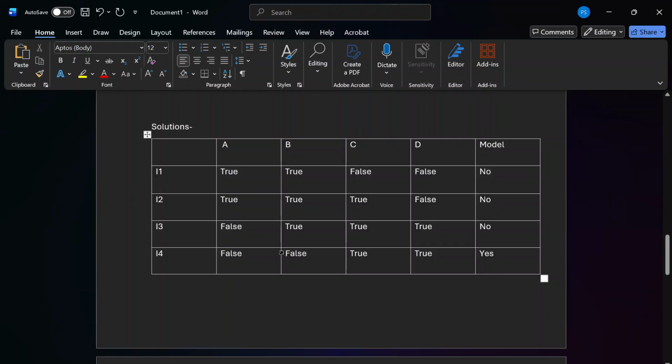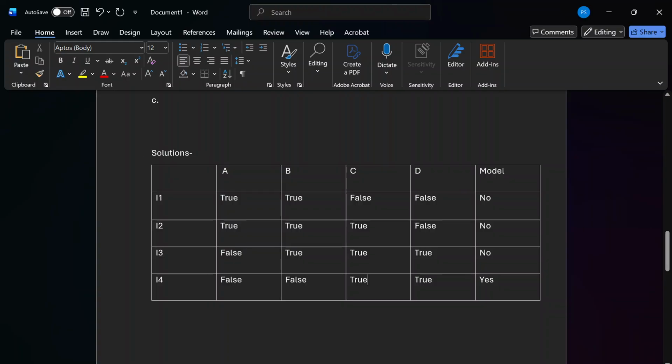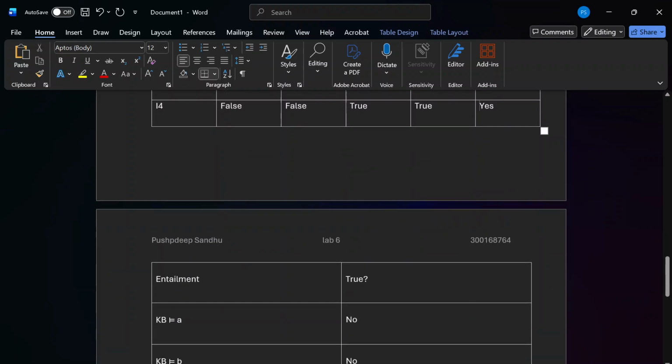So it is a model, yes, because C must be true in every situation. And if C is true, D must be true, and if B is true, then A must be true, but B is false, so A must be false. So yes, that's the only thing we have. So that's a model, yes.